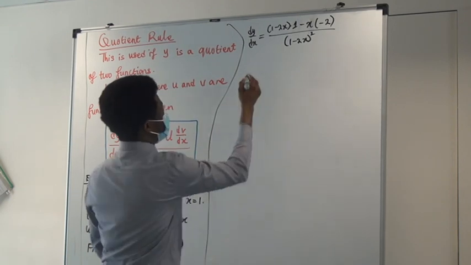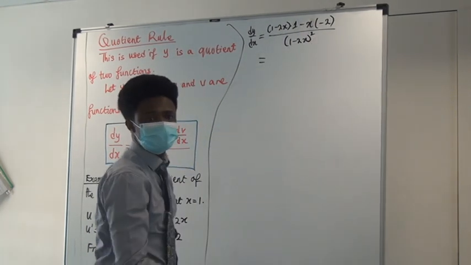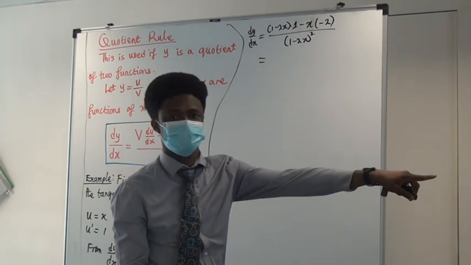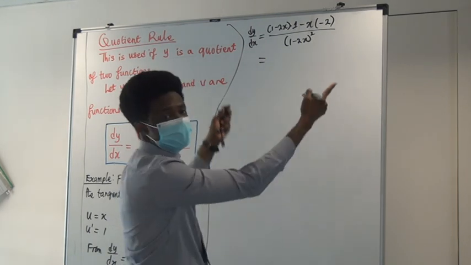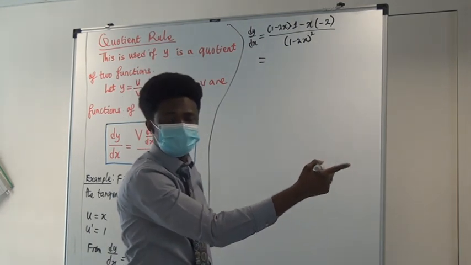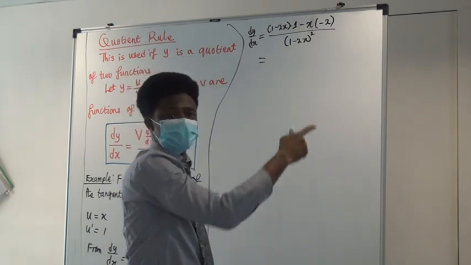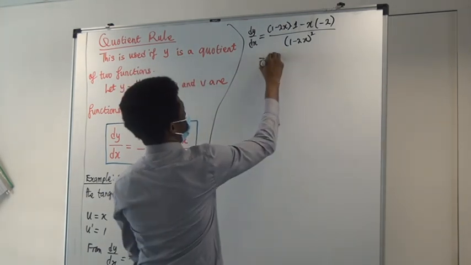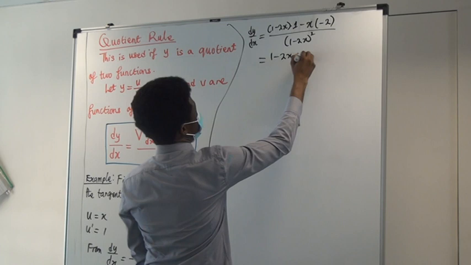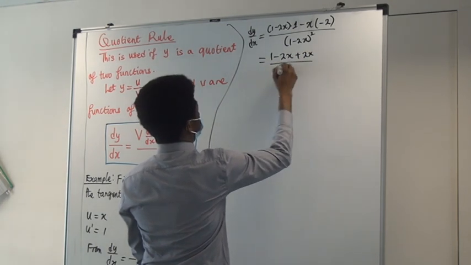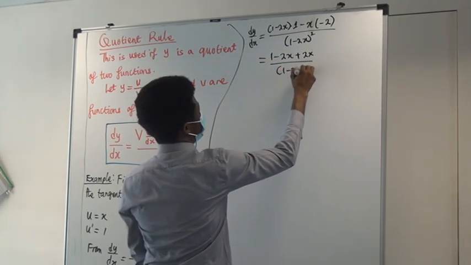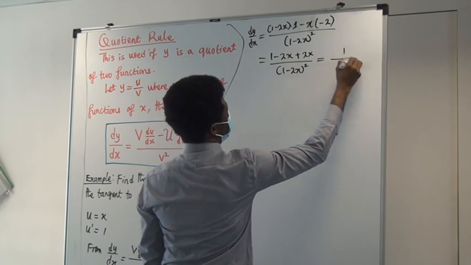Can you see that? Here, there's nothing to factorize, unlike that product rule example. So if there's nothing to factorize, you expand it, of course, if it is simple expansion, like this. So this will be 1 minus 2x plus what? And everything over 1 minus 2x squared. So your dy by dx is simply that.